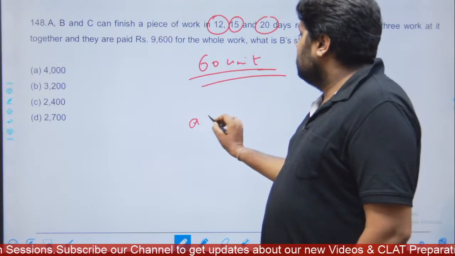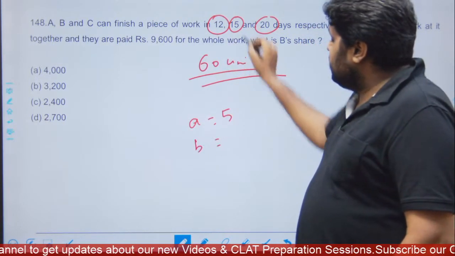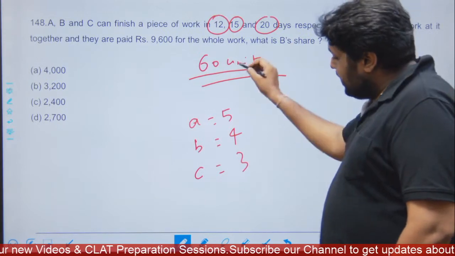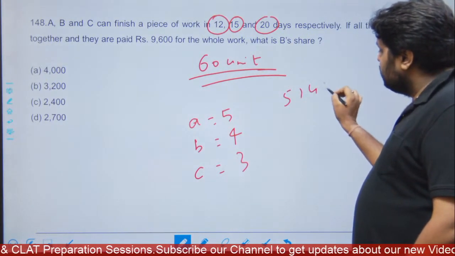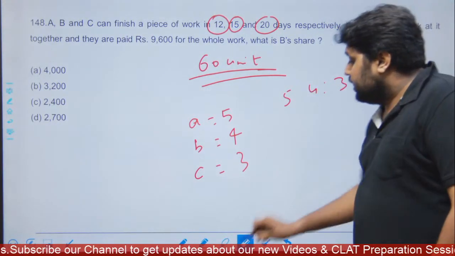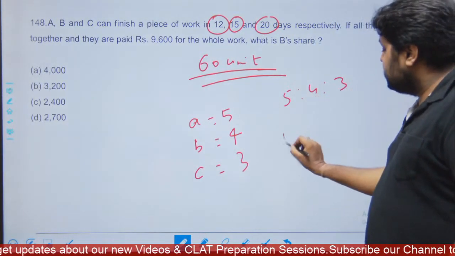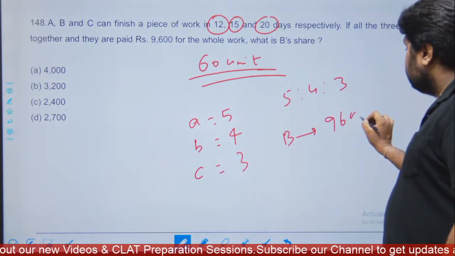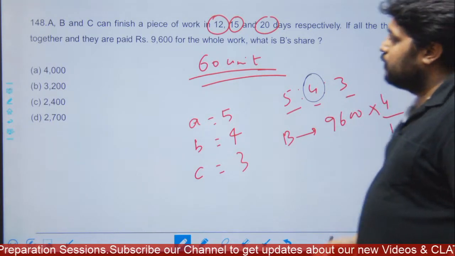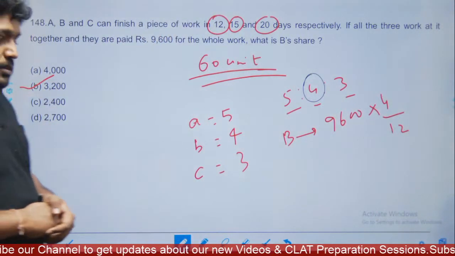Per day, how much work will A do? 60 units in 12 days, so per day 5 units. B will do 60 units in 15 days, so per day 4 units, and C will do 3 units. So the ratio of their efficiencies is 5:4:3, and the money will be distributed in the same ratio. What will be the share of B? Total money is 9600, and B will get 4 parts out of a total of 12 parts. That is 1/3 of 9600, which is equal to 3200. So this will be the answer.